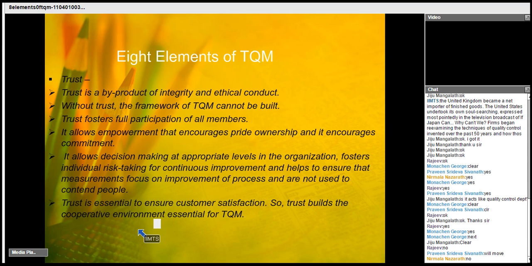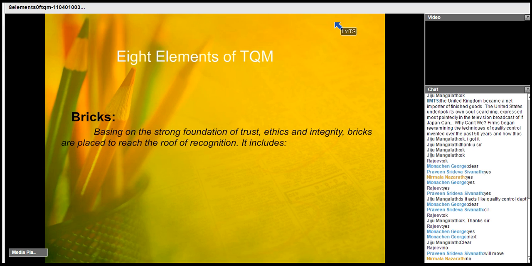So these are the 8 elements of total quality management. Trust is a very important part. If I have trust in you, I'll teach you well. If you have trust in me, you will keep on attending my classes. So that's the trust factor. If I have trust in you, I'll give you good knowledge. If you have trust in me, you will give me a good amount of money. So that is what trust is talking about here.